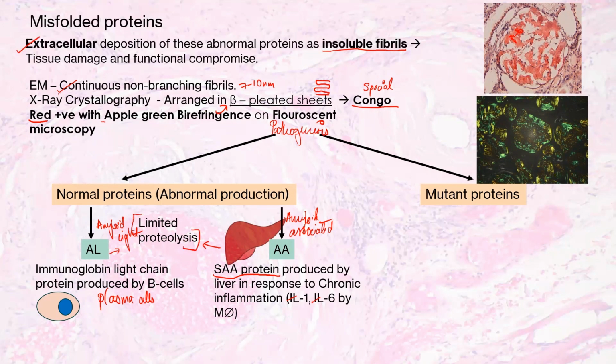Coming to the mutant proteins, these are mutant and therefore can be easily misfolded, and they take in this configuration of beta pleated sheets. The most common one is ATTR or amyloid transthyretin.